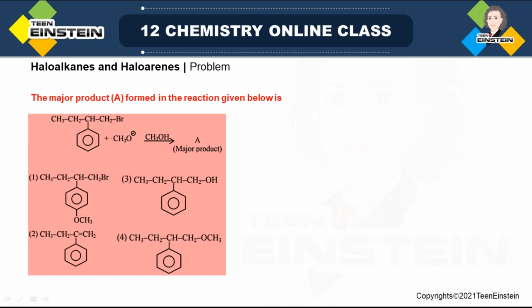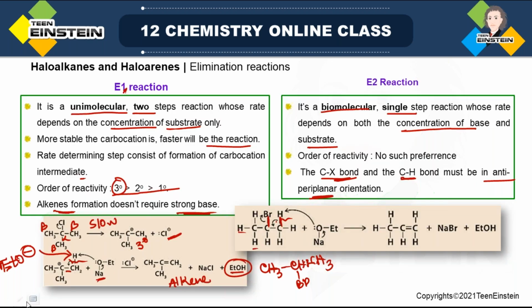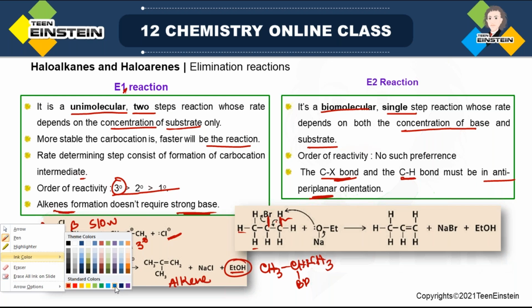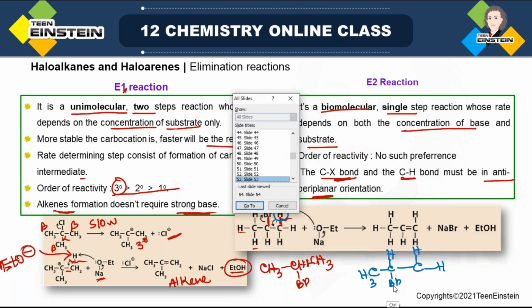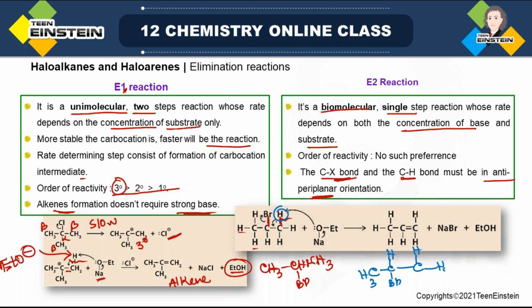But actually, if you want to see the anti-periplanar orientation, it will be like this. So C, the Br I should write down. Fine. H up. Then on the left hand side there is CH3. And this hydrogen, if it is the hydrogen which is to be removed, we will write it in this way. So this is basically, I will write it as CH2.